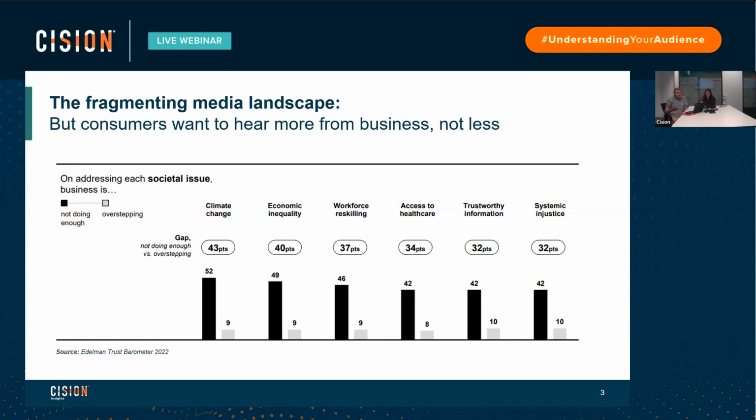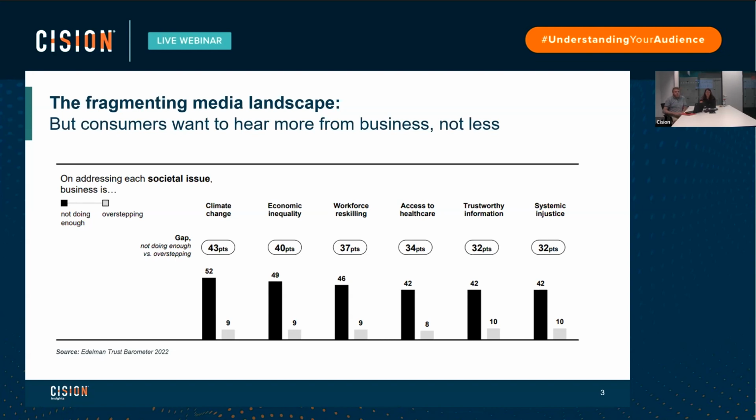We should take some reassurance, I think, that as communicators, audiences are still open to hear our messages. It's just increasingly important now that those messages are well targeted to the right groups, and well selected in order to address the most pressing interests and concerns that those audiences have.